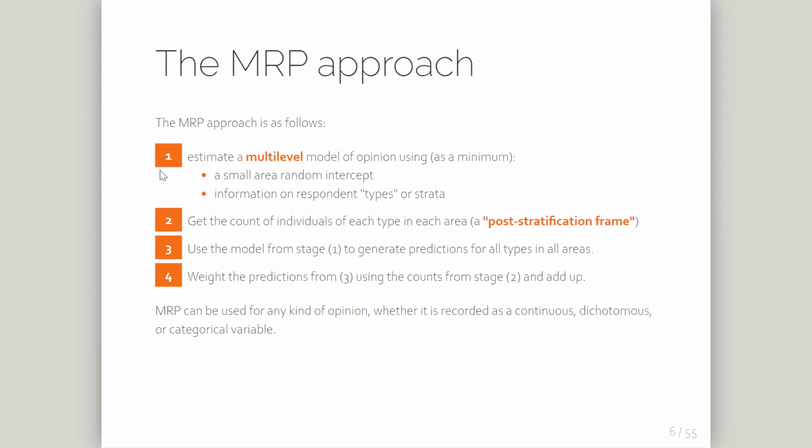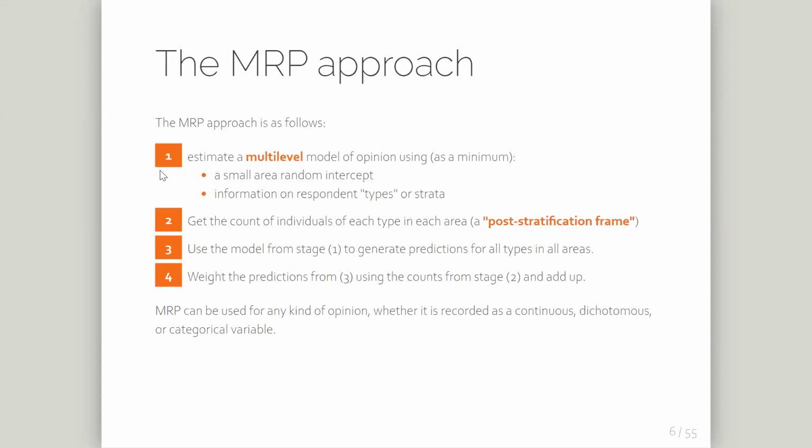In a second stage, we'd bring in a new source of information. We'd bring in a post-stratification frame, something that tells us, for all the types of individuals encompassed in our model, exactly how many individuals of that type live in each area. And so a post-stratification frame might tell us that in Aldershot, there are 530 men between 25 and 34 who are currently working and who left high school without any qualifications.